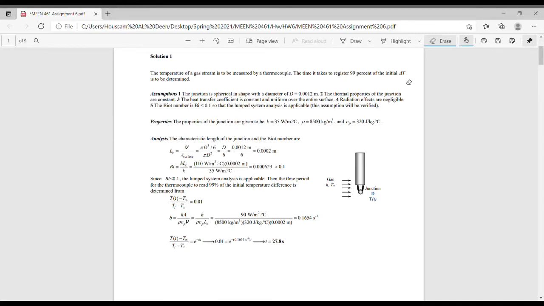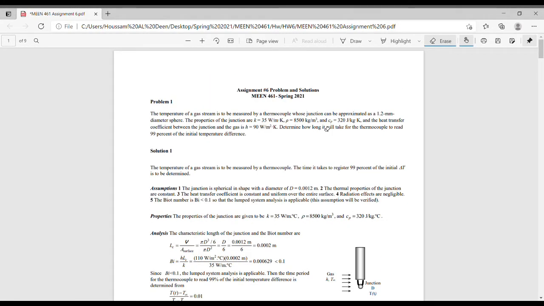Okay, so first we're gonna look at problem number one. In problem number one, we are given the temperature of a gas stream to be measured by a thermocouple whose junction can be approximated as a 1.2 millimeter diameter sphere. So he gave us the diameter of the sphere of the junction.